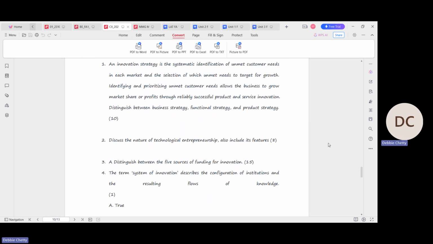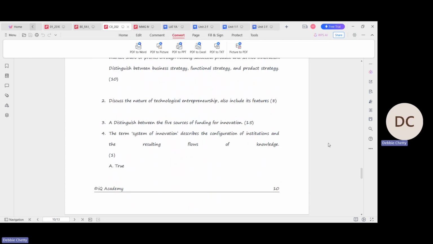So here you do not describe what a technological entrepreneurship is. You only discuss the nature of technological entrepreneurship, and in your answer, you need to include its features. So you can break it up: you discuss the nature of technological entrepreneurship for 4 marks, and you also discuss the features for another 4 marks as well.